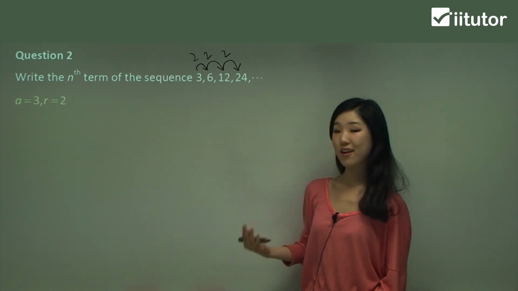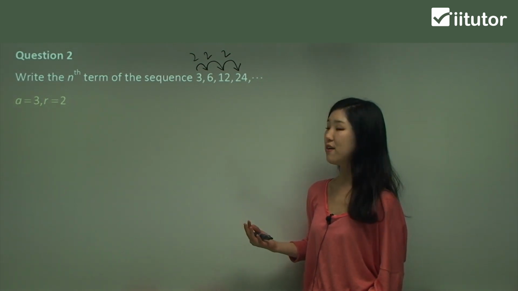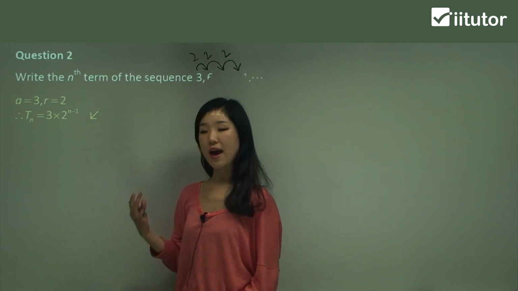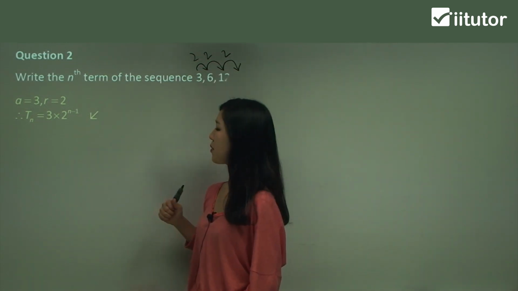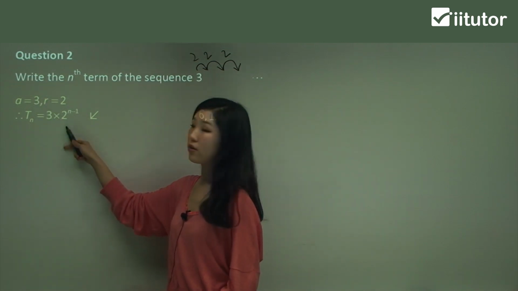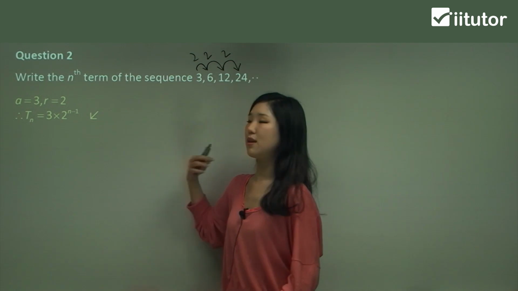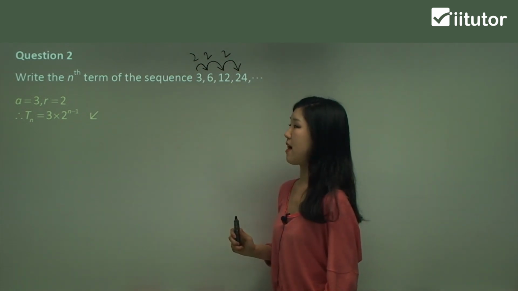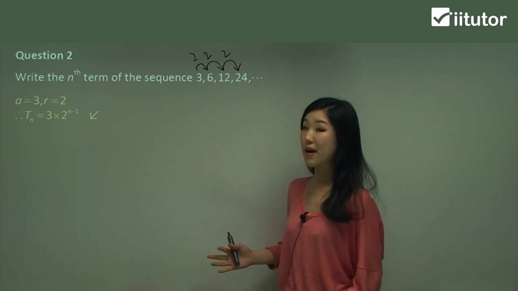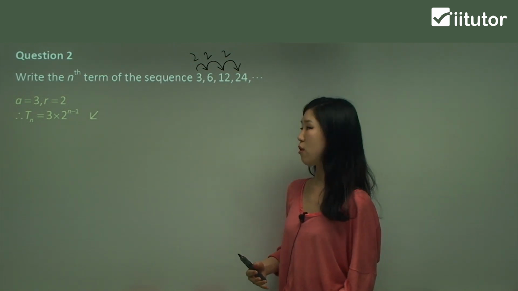So we've got a, we've got r. We can just put it into our formula now. We're going to put it into our a r^(n-1) form. So it's going to be a, which is 3, times 2 to the power of n-1. Again, it's going to be in terms of n because they want us to find the nth term. That's the answer to question 2. Again, it was quite simple as long as you remember the formula.